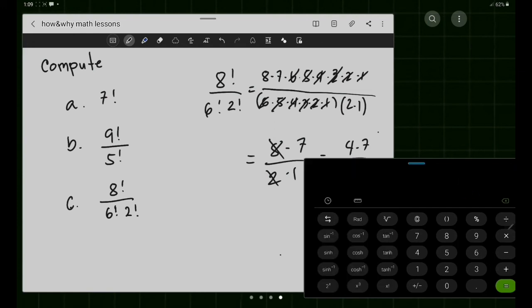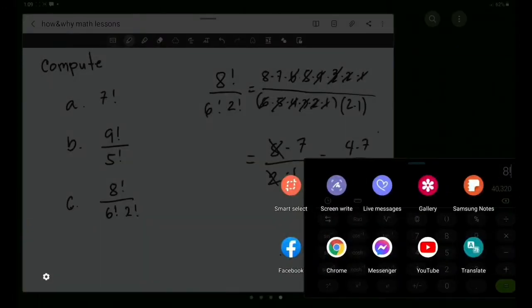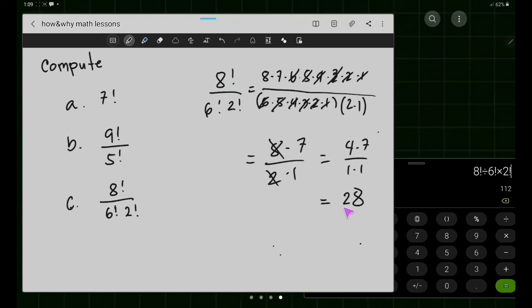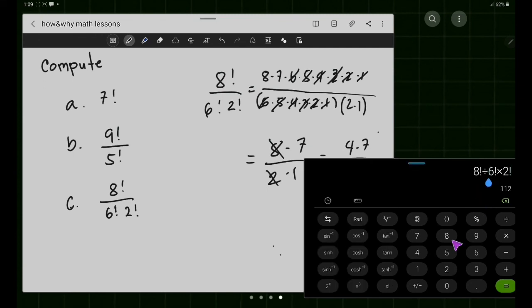Sa calculator natin, 8 factorial divided by 6 factorial and 2 factorial, ang sagot dito is 112. Yung sagot natin is 28. So dito, dapat may groupings, lagyan ng parenthesis. Dapat may parenthesis dito, ganyan.